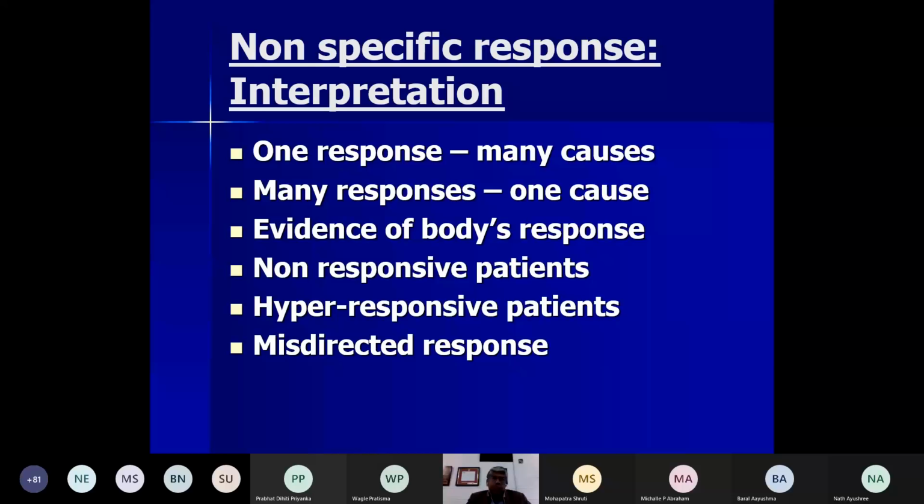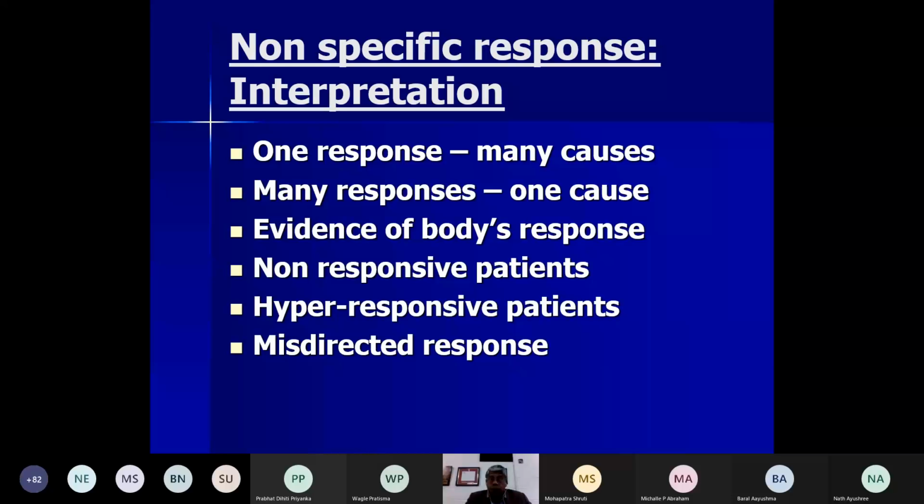Also, many responses can be seen from one cause. So a streptococcal infection will lead to an increase in the WBC count also. It will lead to polymorphonuclear leukocytosis. It can lead to an increase in ESR also. So multiple responses can be seen from the same organism. And what does it tell? It does not tell us anything about the organism. It tells us that our body is responding to some insult. That means some insult has occurred in our body.